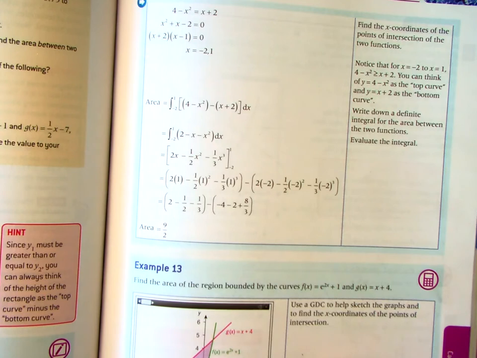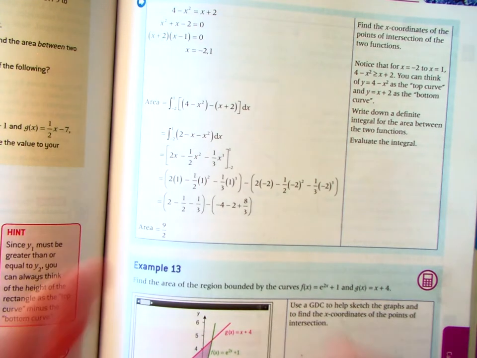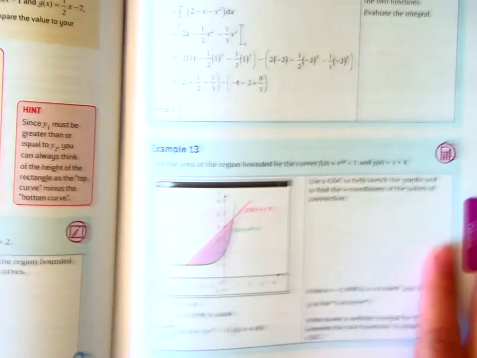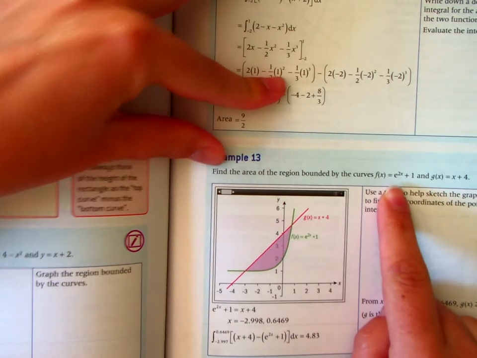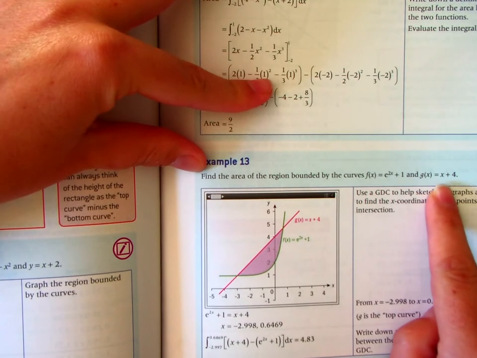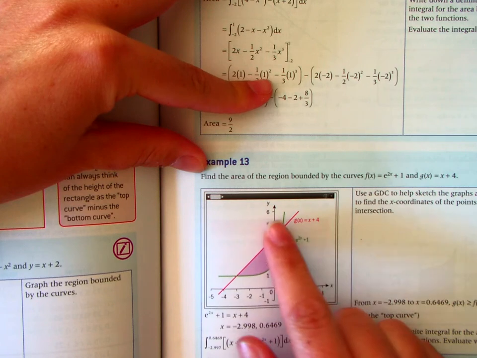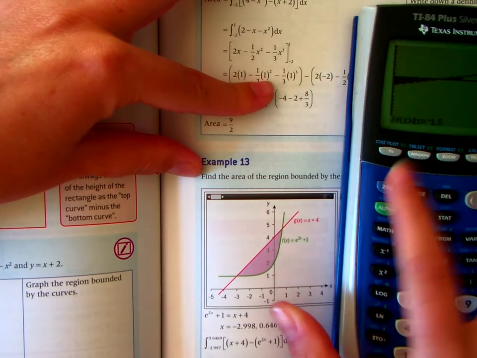If you're allowed a calculator, you still need to find where they intersect. It looks like the next one we're allowed to use a calculator, so let's take a look at it. We have an exponential function and a linear function, and we're looking to see where these two graphs meet. What you would do is type them both into your graph at the same time, as y1 and y2.